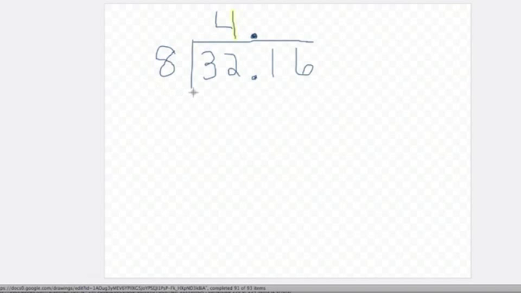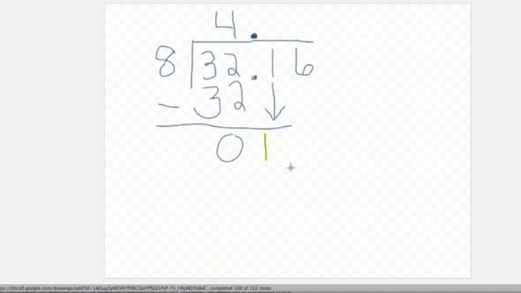4 times 8 is 32, so the next step was to multiply. And then we write that there, and our next step is to subtract. 32 minus 32 is 0. The next step is to bring down. And students do write all of this out just like this. It helps them to remember the steps.